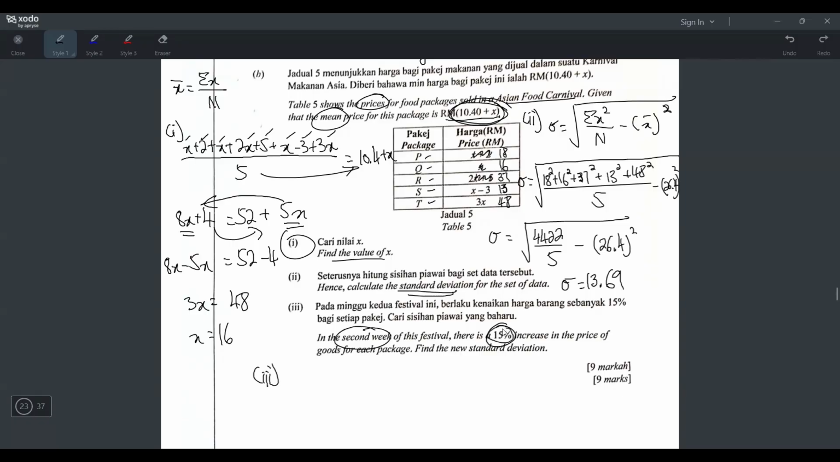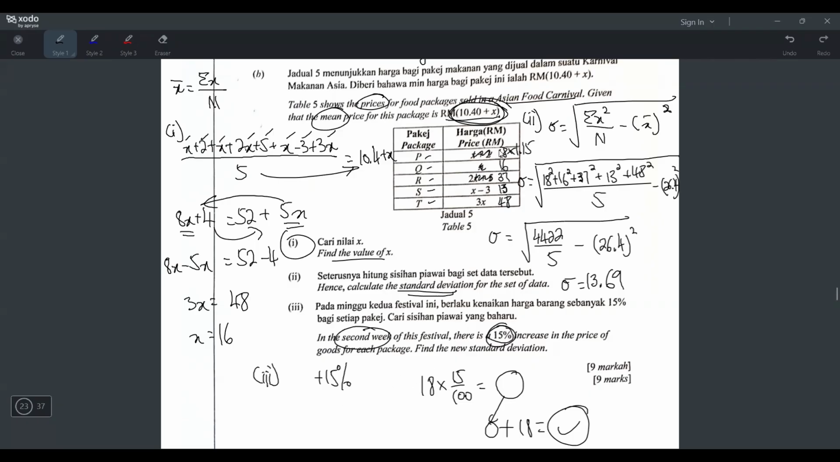They say increase 15%. So all this value have to times with what? Let me think. Times with 1.15. Do you agree? The reason why is because, for example, if I plus with 15%, what you do is you first take 18 times with 15%. And then after you get the answer, you take the answer plus with the original value 18 to get the new price, right? But this method is very slow, right? You can do it fast actually.